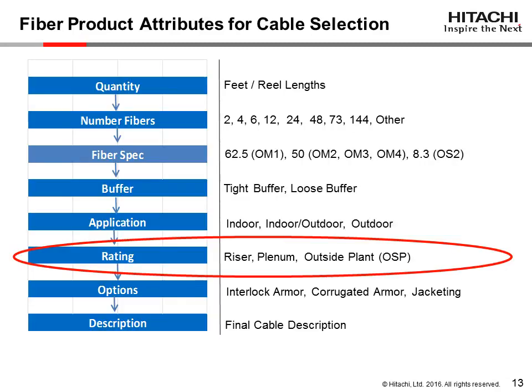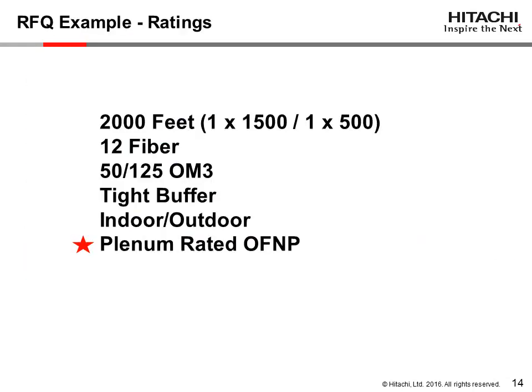The cable rating will most likely be selected by the intended application. For most indoor commercial use, there will be a National Electrical Code rating of riser (OFNR) or plenum (OFNP) requirement. OFNP stands for optical fiber non-conductive plenum rated. If the cable has any metal conductors or armor, it would be called an OFCP, with the C standing for conductive. An outside plant cable may or may not carry an NEC rating. Hitachi does offer cables that are both indoor and outdoor rated and also carry a plenum or riser rating. In this RFQ example, an NEC plenum OFNP rating is required.